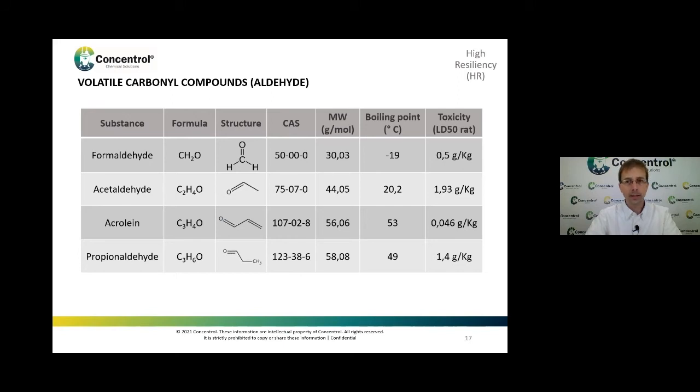Acetaldehyde and formaldehyde are gases at room temperature, so their emission from a foam is expected to be very easy. Their high volatility makes their analysis challenging. Their analysis, as we have seen before, is usually done using liquid chromatography with DNPH cartridges.